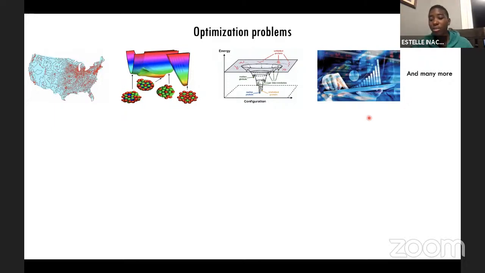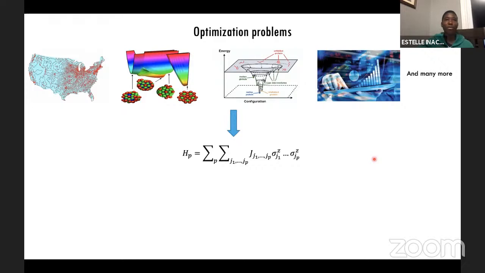So why are these problems interesting, especially for us as physicists? It is because they can be cast into a form that we understand, which is the form of a classical Hamiltonian, where the interactions between the spins uniquely encode the optimization problem that we have at hand. And solving that problem is actually equivalent to finding the ground state of this classical Hamiltonian.